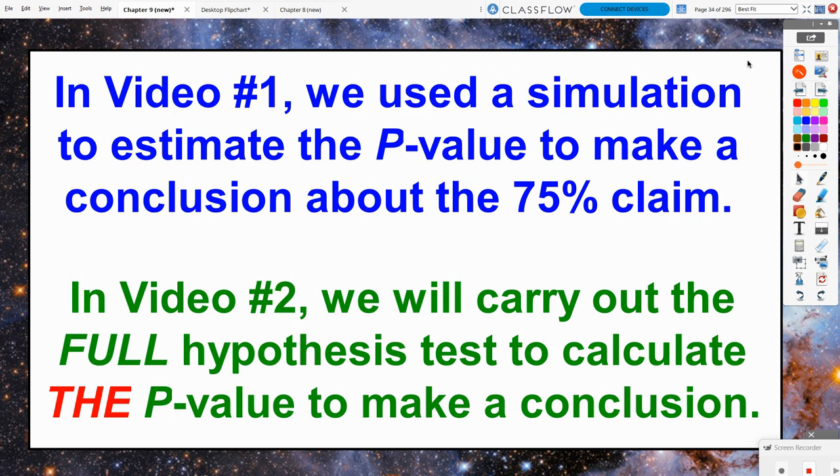Now, in video 1, we used a simulation to estimate the p-value to make a conclusion about the 75% claim. Now, that simulated p-value is not perfect by any means. We found, based on a simulation of 50 simulated situations, a simulated p-value of 4%. What we're actually going to do in this video is figure out what is the legitimate p-value so that we can make a better informed decision about whether we should reject or fail to reject the null hypothesis.